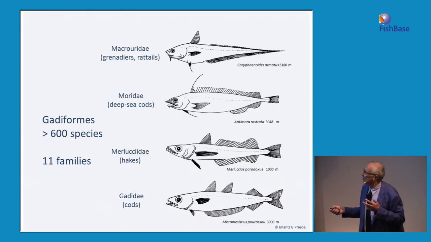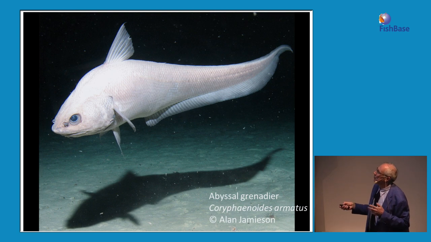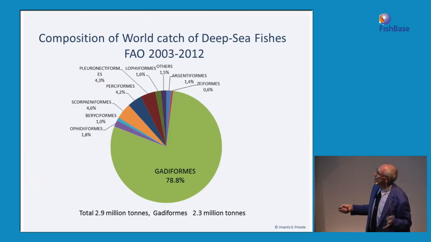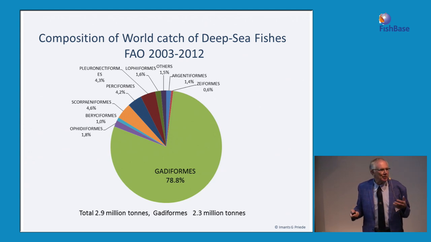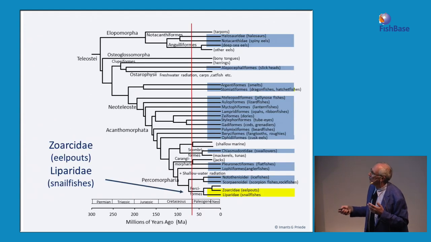The gadiforms, the cod family. The cod group, the hakes, grenadiers, hakes, and cods have been very successful in the deep sea, over 600 species. This is the abyssal grenadier. And in deep sea fisheries, this group accounts for 80% of the total world deep sea fish catch. So these have become very important, about 2.5 million tons caught every year. So finally, we go to the zoarcids. These are recent intruders into the deep sea.